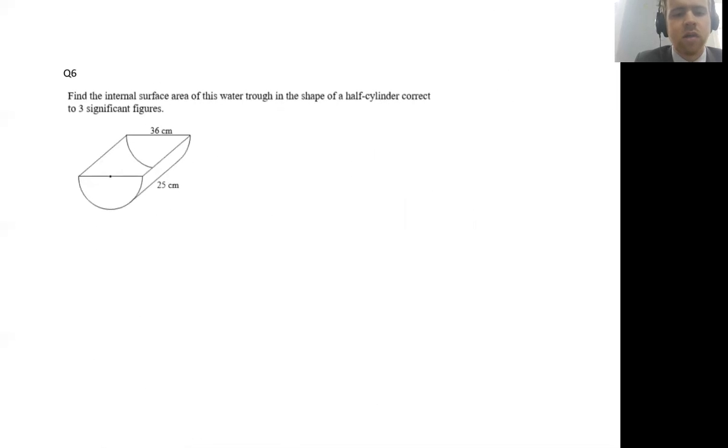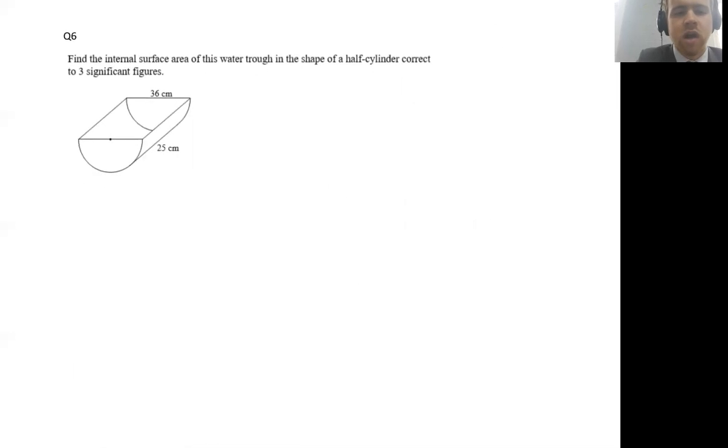Okay, this one here is similar, except we've also got to halve. We've got to work out the fact that it's half a circle, not a whole circle.